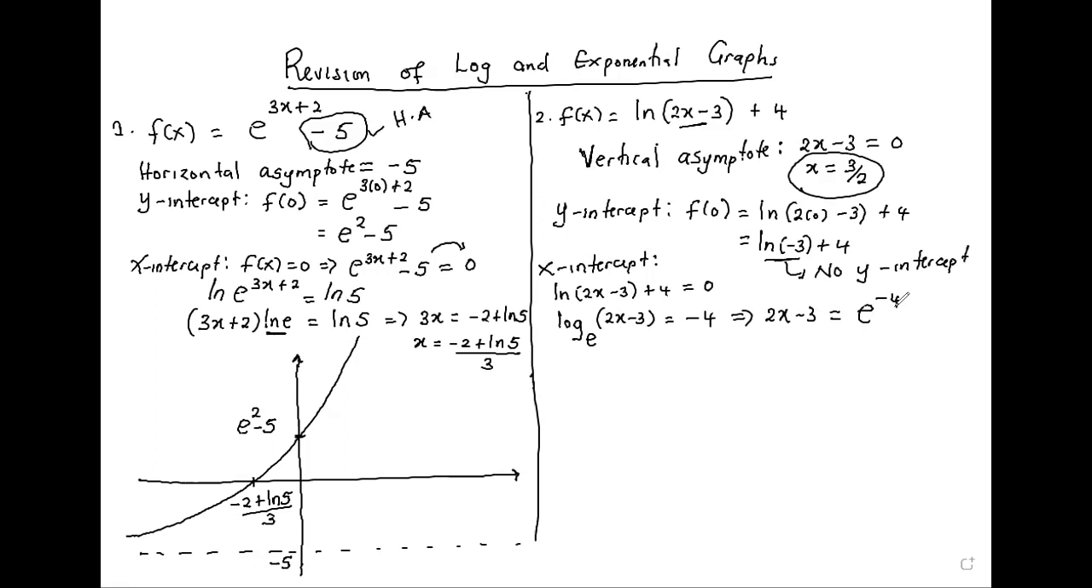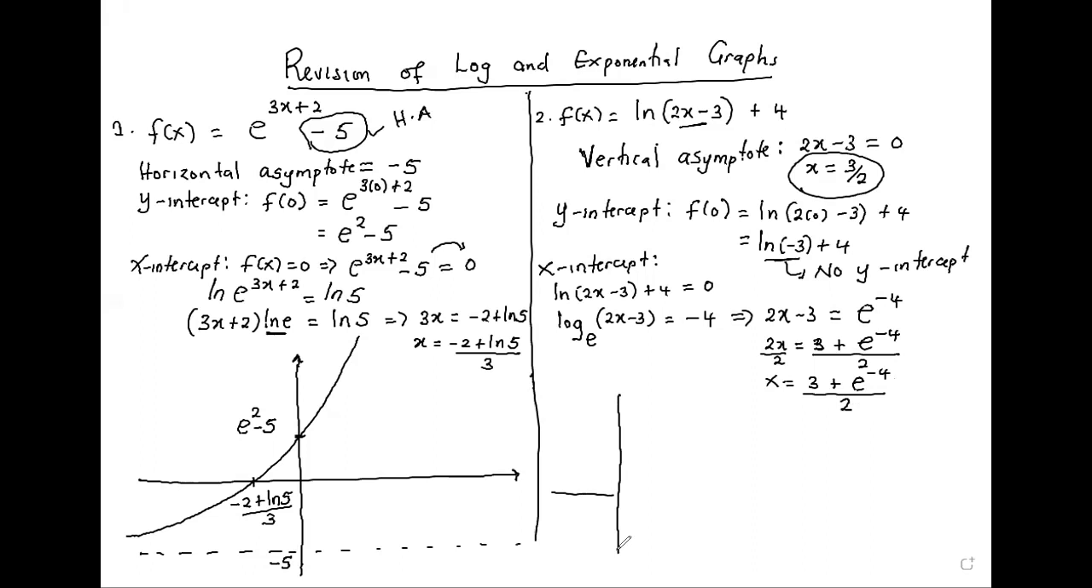Okay, then take 3 the other side. So we have 2x is equal to 3 plus e^-4. Then divide by 2, divide by 2. So x is equal to (3 plus e^-4) over 2. Well, this number is positive.